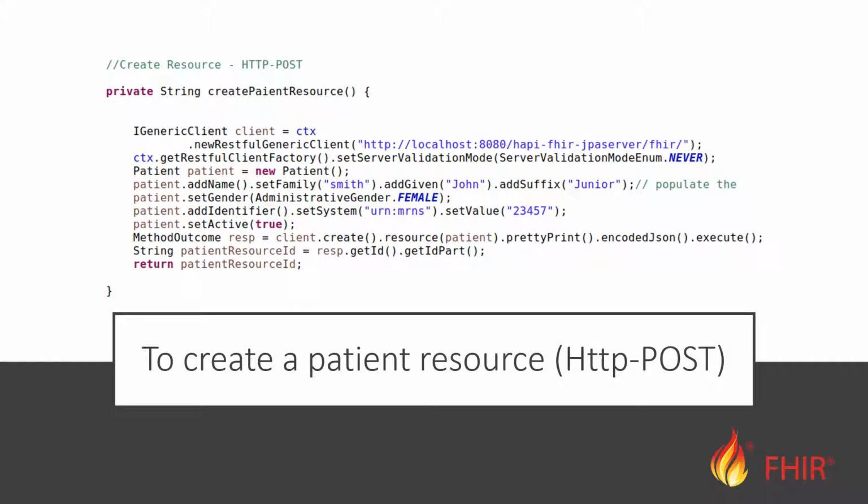In this slide, we're looking at how to create a patient resource using an HTTP POST. The POST API is hidden inside the client library. Here we see a generic client being created with the server URL. Then the patient resource is created by instantiating the patient object, then setting the patient-specific information: the family name, given name, suffix, gender, and an identifier, which is a unique identifier, and the patient status is set to active.